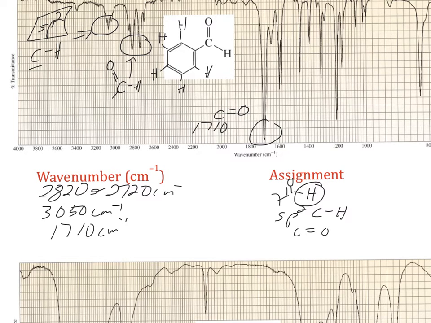Then also you can look at where benzene rings are found on table 13.4, and benzene rings are around 1600, and you'd have a stretch around 1460 in this case. So these represent the benzene ring carbon-carbon stretches. So that represents the benzene ring.